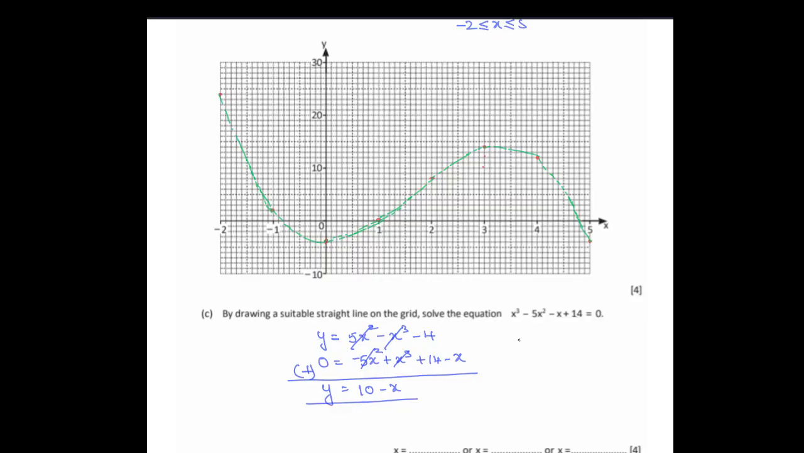Now here, what is c? When the equation is in the form of mx plus c, c is the y-intercept, m is the gradient. So c is 10 here, and m is minus 1, that is minus 1 by 1. Change in y is negative 1, change in x is positive 1.